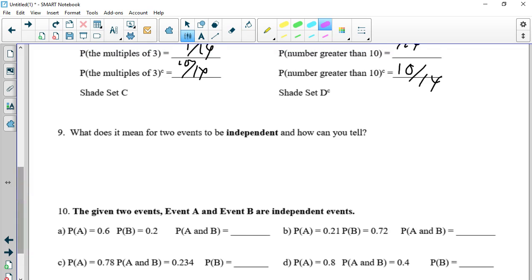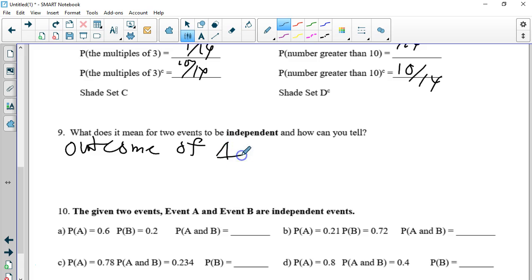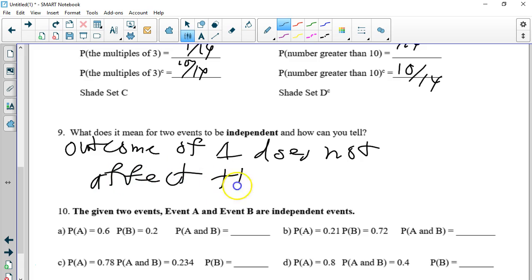All right. Number 9. Let's get back to a pen. We really focused to write with. Okay. What does it mean for two events to be independent, and how can you tell? Okay. It means the outcome of one does not affect the other. Outcome of one does not affect the other.